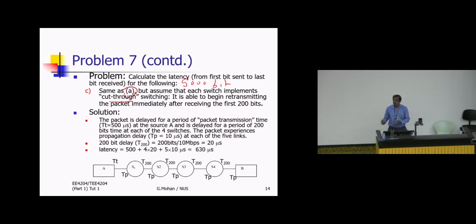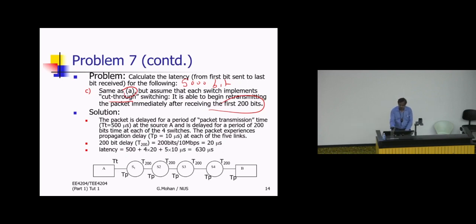So now the question is why it should wait for the entire packet to be received. It has enough information. Send it. Before you receive the entire packet, you start sending. So according to this problem, it begins to retransmit the packet on the next link after receiving the first 200 bits. That means within 200 bits, the header carries sufficient information for it to make a decision. That's what it means.